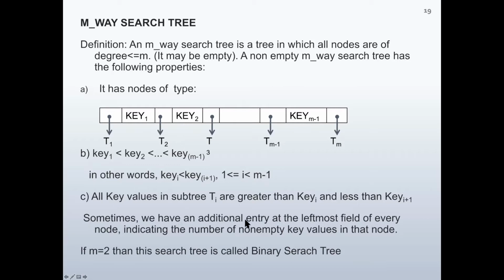Sometimes we have an additional entry at the leftmost field of every node indicating the number of non-empty key values in that node. If n is equal to 2, then this search tree is called a binary search tree. In that case, we have only one key in a node and we have two link fields. All the values in subtree T1 have key values less than key 1, and all key values in subtree T2 are greater than key 1.